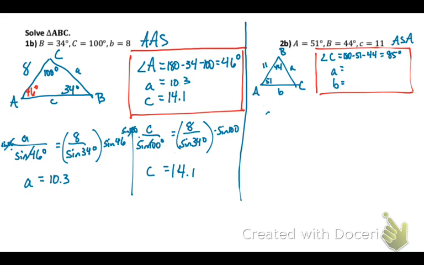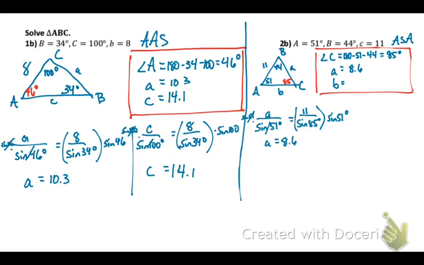Let's just start with A. So that will be A over the sine of angle A, which is 51, compared to, and the side that we know is 11. And now we just found out that angle C is 85 degrees, so we'll compare that to the sine of 85 degrees. Again, the solving is the same. 11 divided by the sine of 85 degrees times the sine of 51 is 8.6.